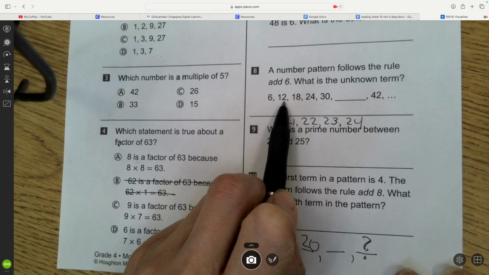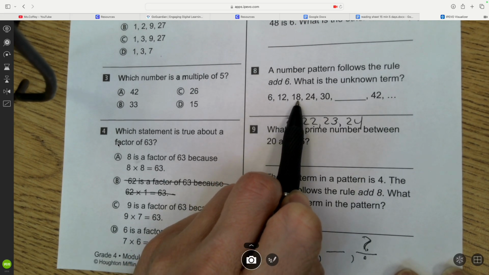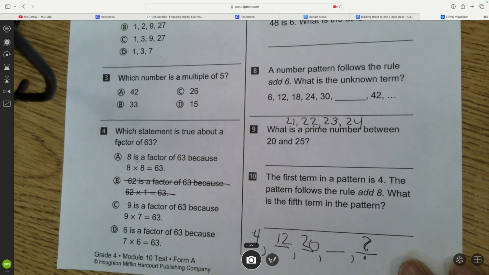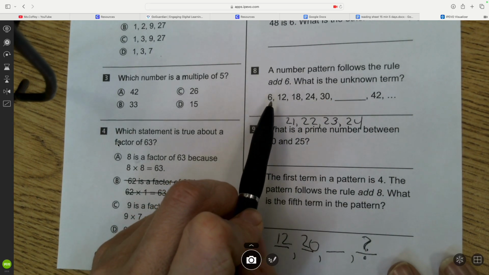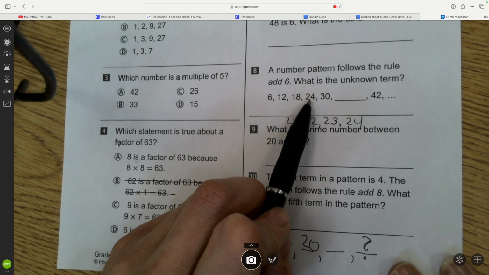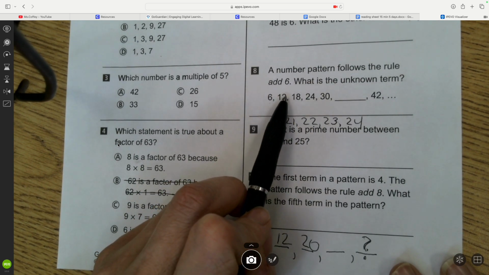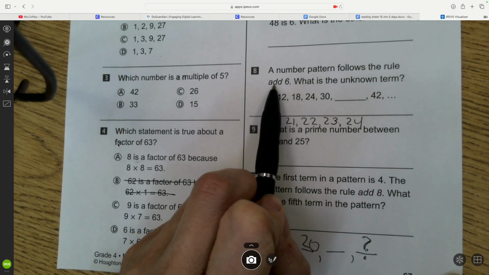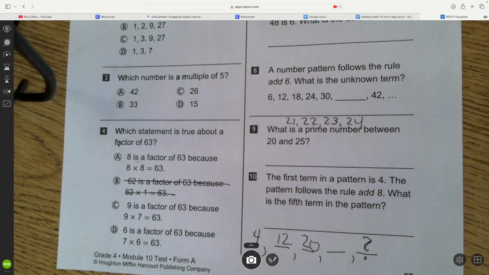So 6 plus 6 is 12. 12 plus 6 is 18. 18 plus 6 is 24. 24 plus 6 is 30. Ooh, this looks familiar. 6, 12, 18, 24, 30. It's actually skip counting by 6s because we started at 6 and we're using the rule add 6. What's the missing number?